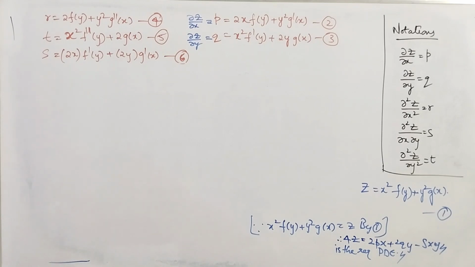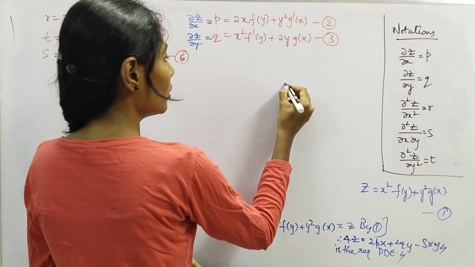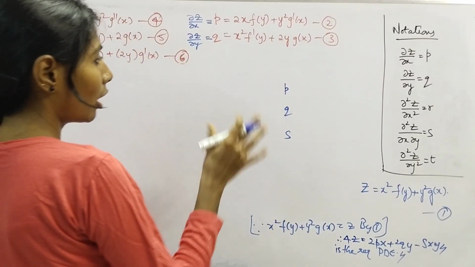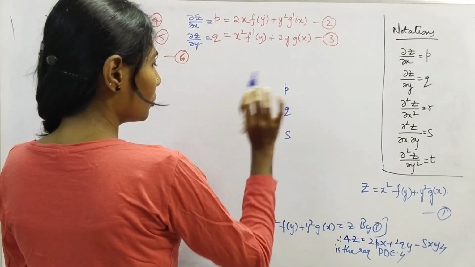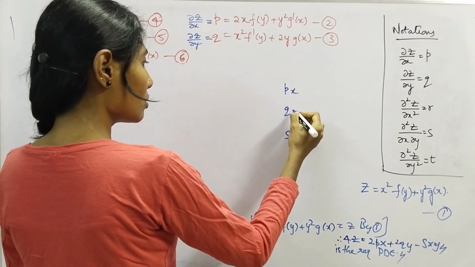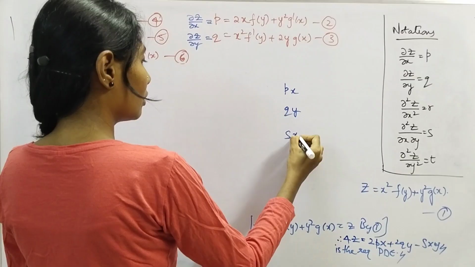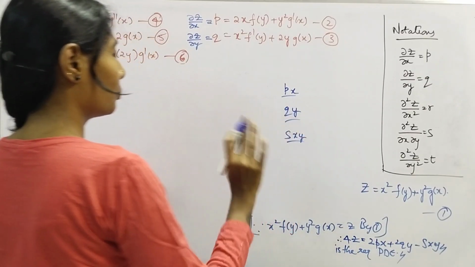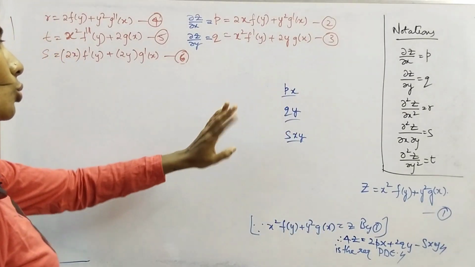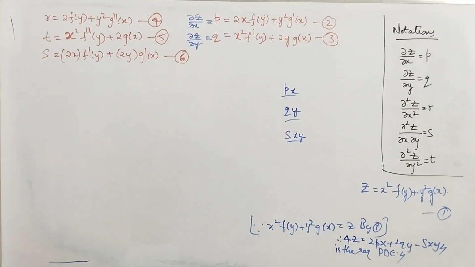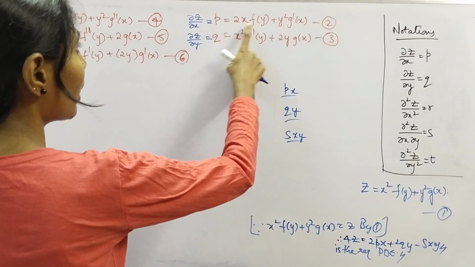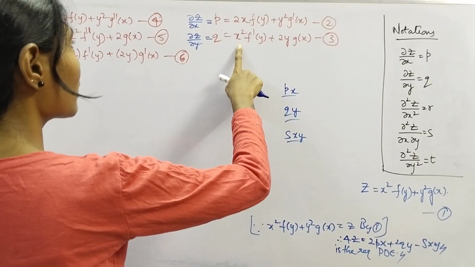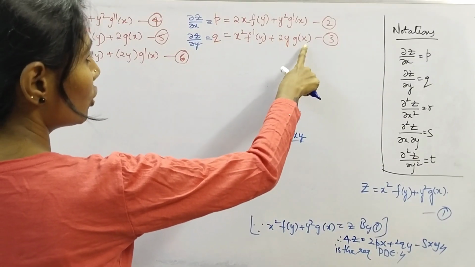While finding a partial differential equation, in most cases we'll pick p, q. These are the important things we have to keep in mind, that sometimes we may need to multiply p with x, q with y, and s with xy. Okay, just remember all these. Now let it be px, qy, and sxy. Now observe equation p. Here you have 2x f of y plus y square g dash of x, and here q equal to x square f dash plus 2y g of x.